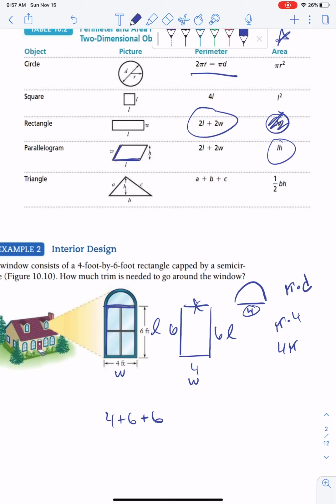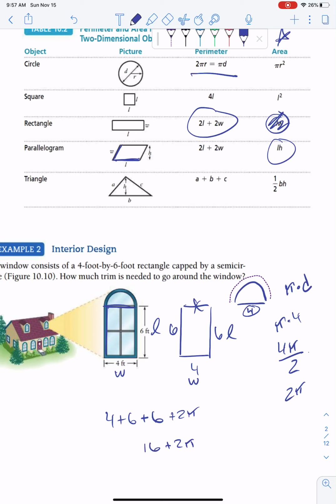But I don't want to go all the way around the circle. I only want to go halfway around the circle, right? So instead of 4 pi, I've got to cut that in half, which just gives me 2 pi. So I'm going to take 4 plus 6 plus 6 plus 2 pi. And that gives me 16 plus 2 pi.